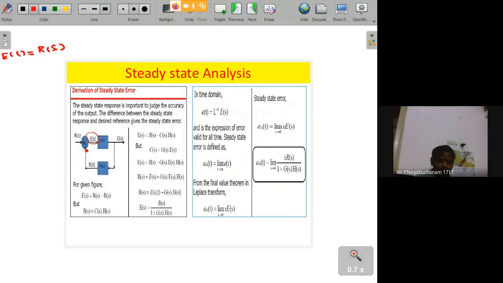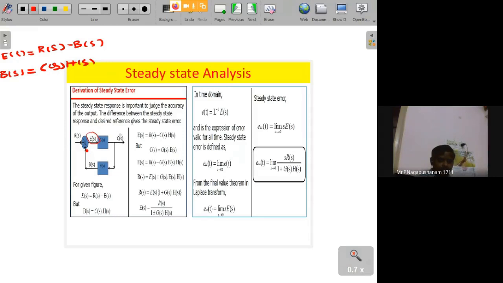If it is a negative feedback, then towards the summing point B is coming with a negative symbol, so this is minus B of S. B of S is the output of this feedback part. From the diagram, B of S is nothing but C of S coming towards this feedback. C of S is multiplied with H of S, so B of S is nothing but C of S into H of S.